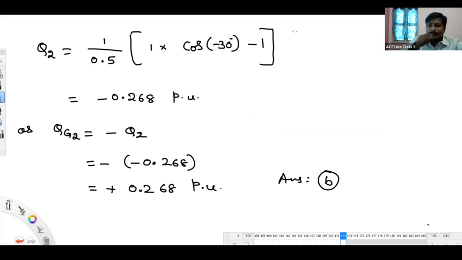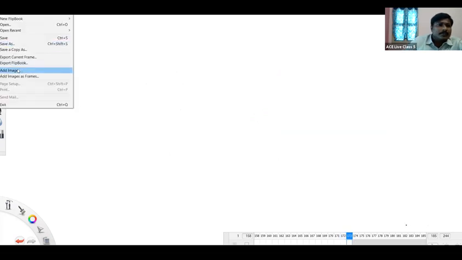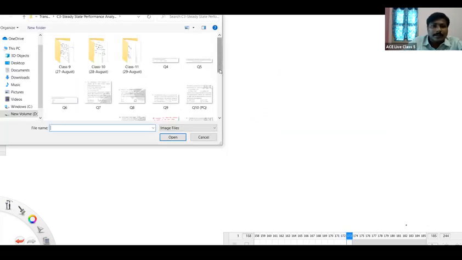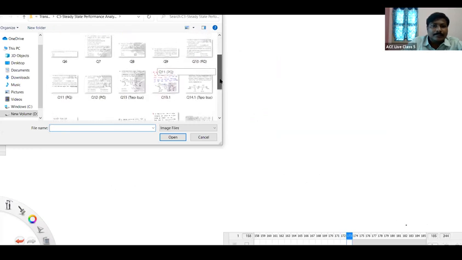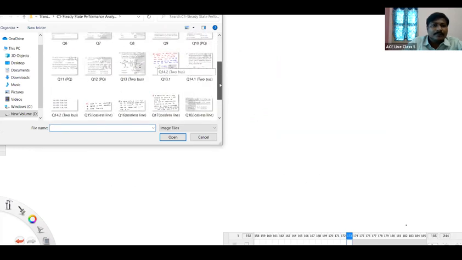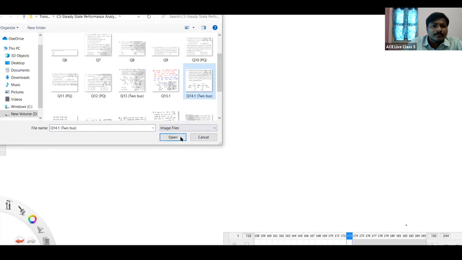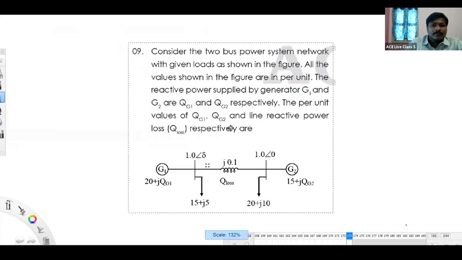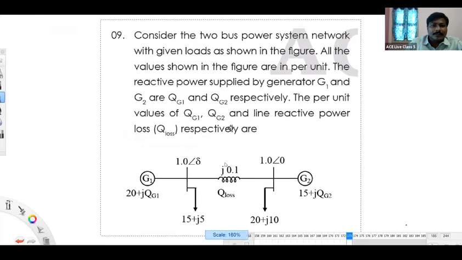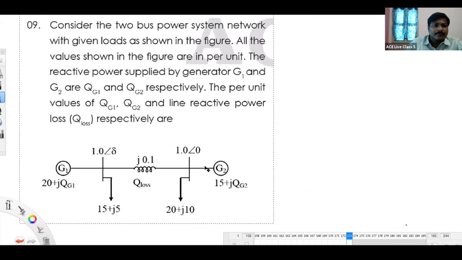Okay. Next. Next problem you can see. This is also one of the previous GATE examination questions. Just go through it.